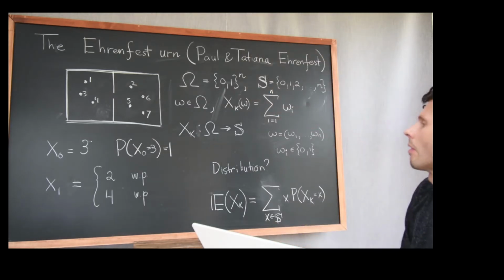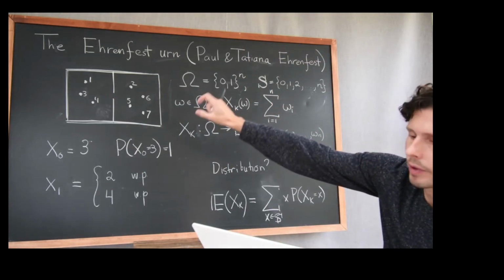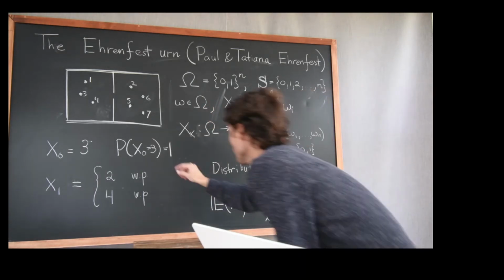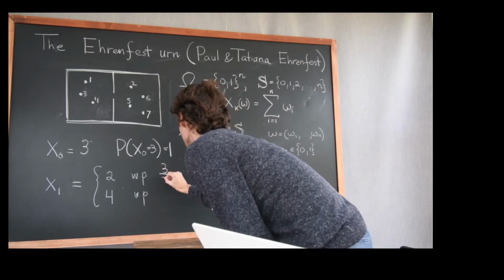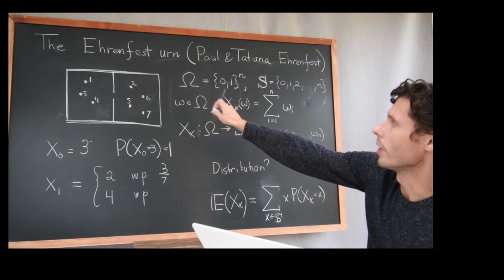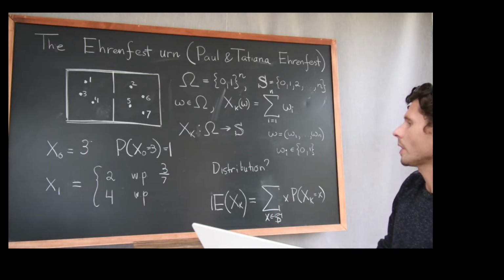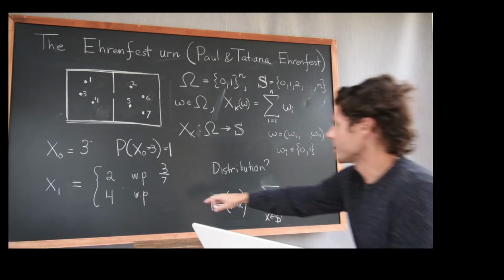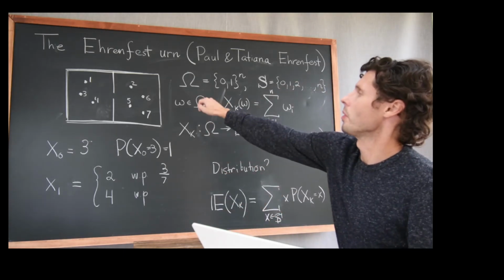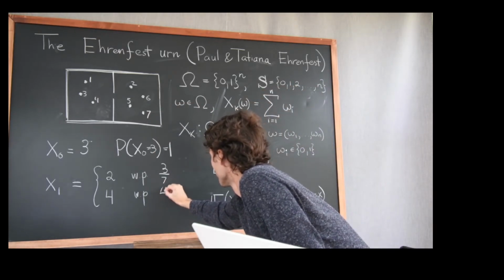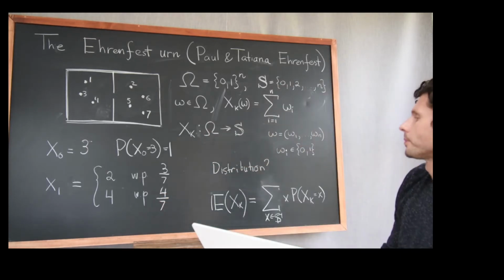Well, to get 2, I must have picked something from the left. There are 3 out of 7 possible picks, so 3 out of 7. And with what probability could I have moved a particle from the right over to the left? The cheat is just to say one minus the other, because those are the only possible outcomes, but this event really does correspond to me picking up a particle from the right and moving it over to the left. There are 4 here out of 7 total. So you have this.